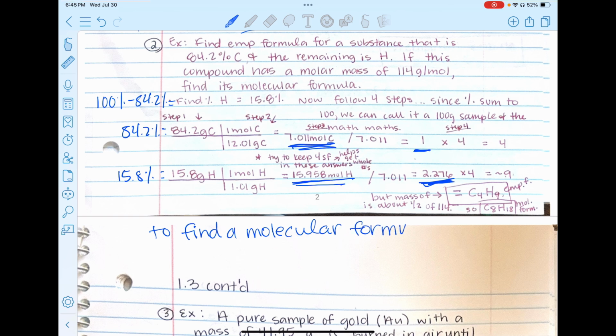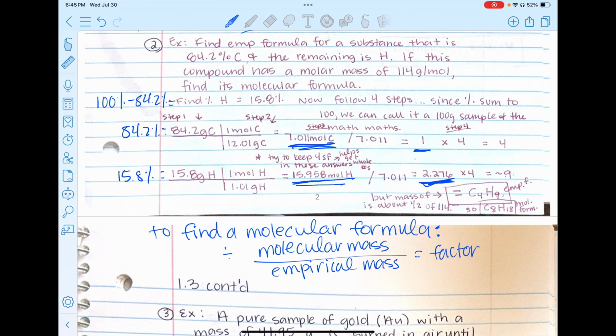if we have the empirical formula, okay? All right, you want to divide the molecular mass by the empirical mass. And that will give you the factor that we need to multiply the empirical formula by. That gives us our final answer. So how did we do that?